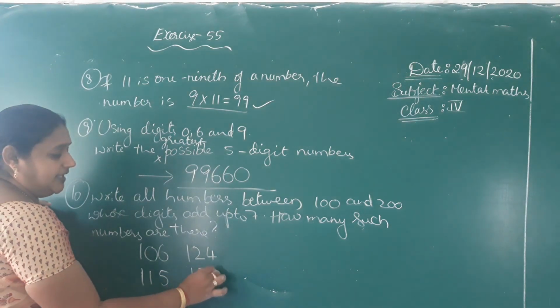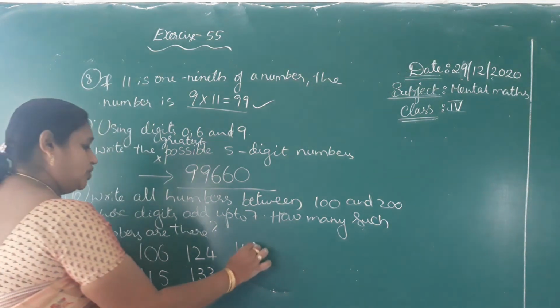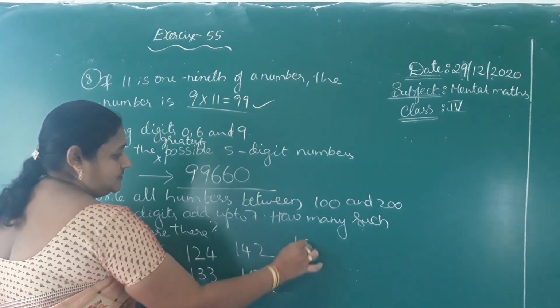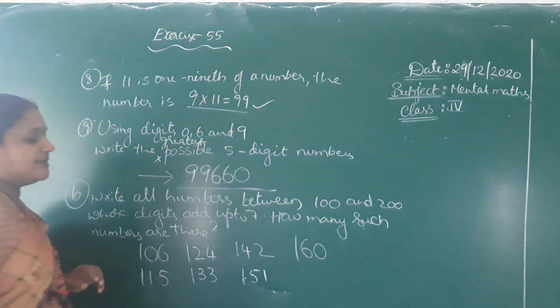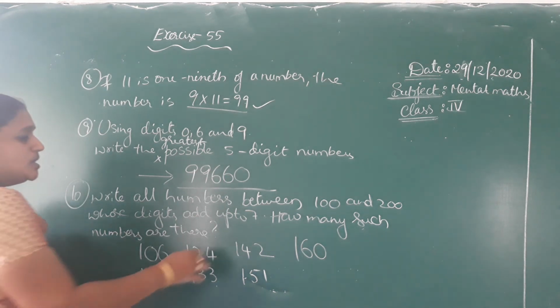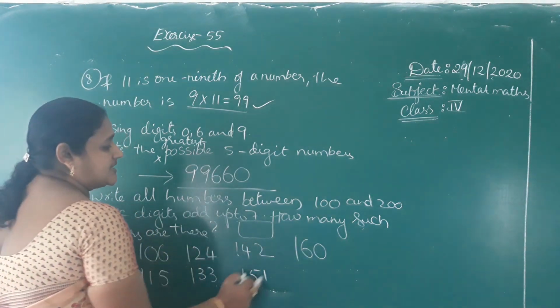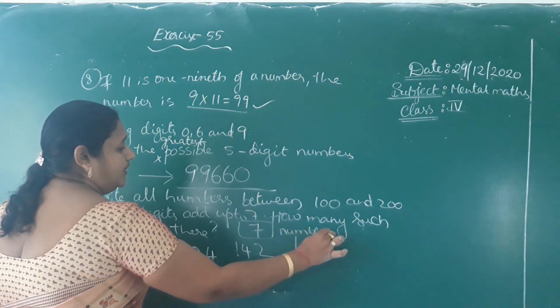Next 133. Next 142, 151, 160. Are there some more numbers? 161 means the sum exceeds 7. So how many numbers are there like that? 1, 2, 3, 4, 5, 6, 7. Seven numbers are there. Like that you can write.